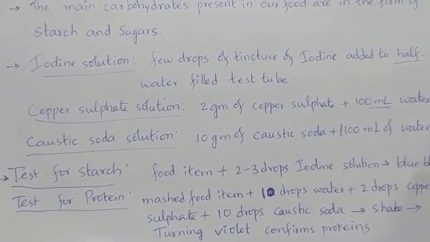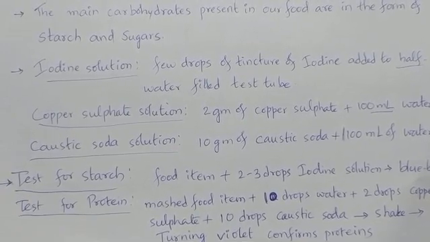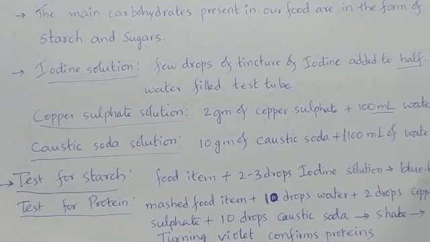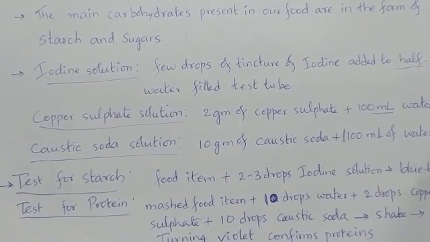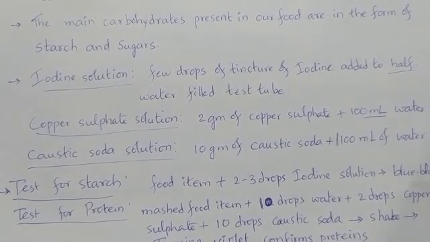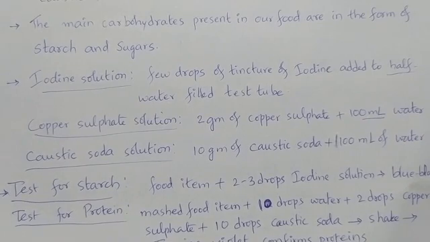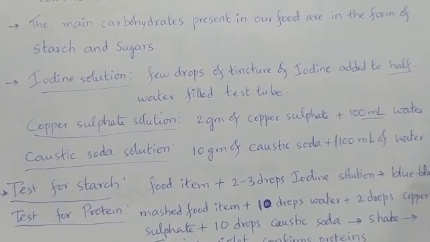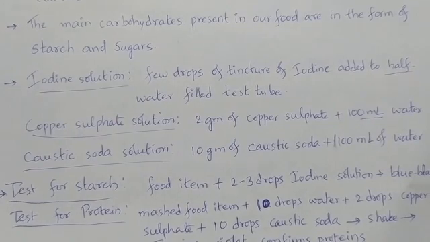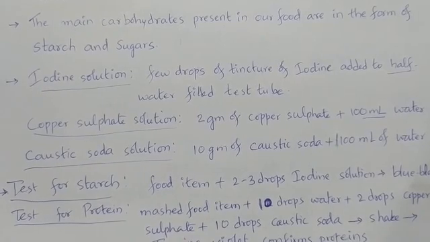Test for starch. You need to take your given food item, a test sample, and make a flour of it or mash of it. Then add 2 to 3 drops of iodine solution. After a few seconds, if the food is turning into blue-black color from its earlier color, then it is identified that the food contains starch in it.